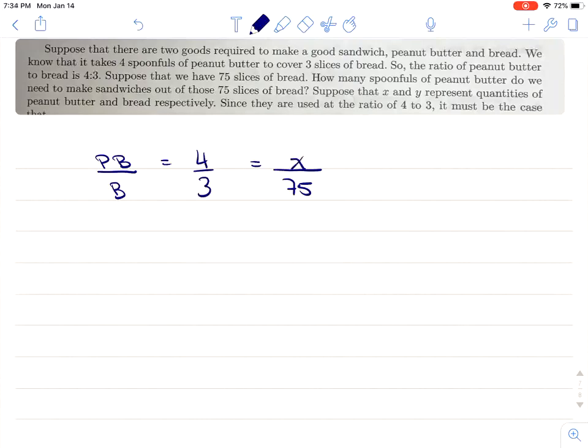And so how am I going to solve for X? Well, I'm going to multiply both sides by 75. You can ignore this chunk for now, right? I had that in the beginning to remind myself of how I'm setting this up, but now I can ignore it and just focus on these two, right? Solving for X, I can just multiply both sides by 75, and I can have 4/3 times 75 equals X.